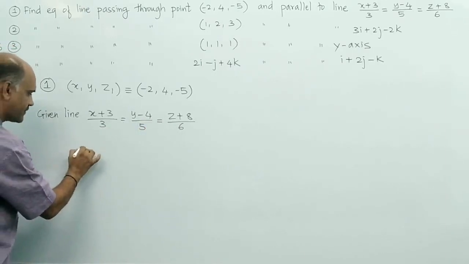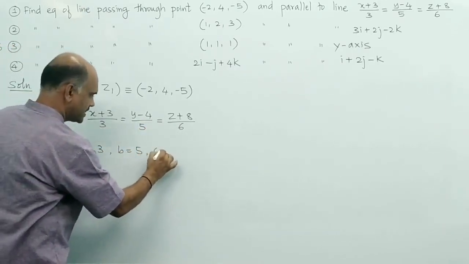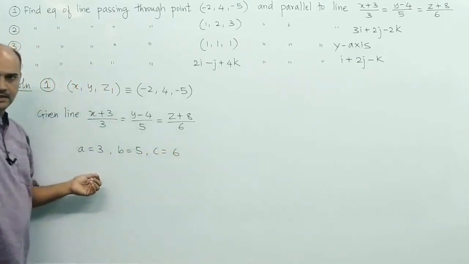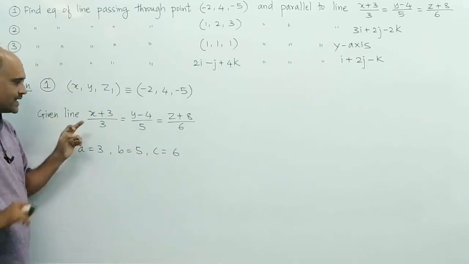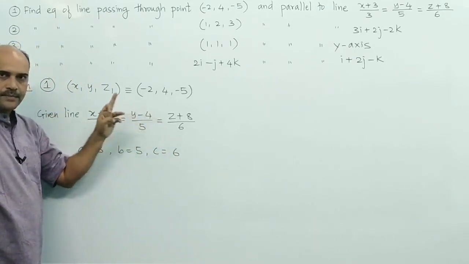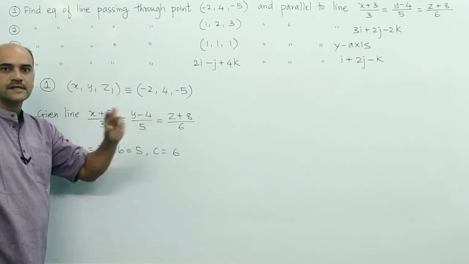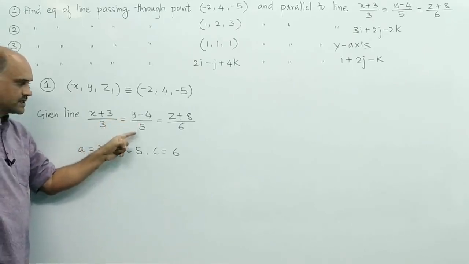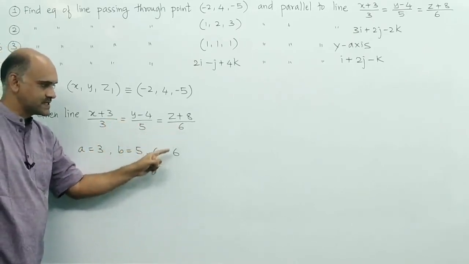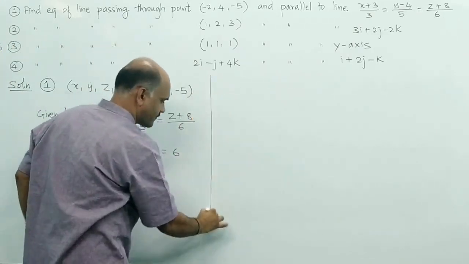So he has given A is equal to 3, B is equal to 5, C is equal to 6. Clear students? So now the given line is parallel to the required line. If they are parallel, then A, B, C of both will be similar or proportional. So I have taken A as 3, B as 5, C as 6. Now write the formula for required line.